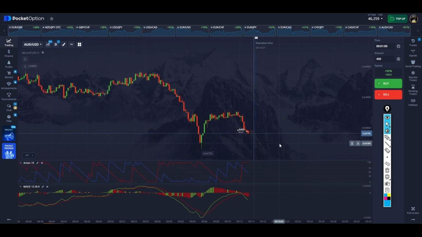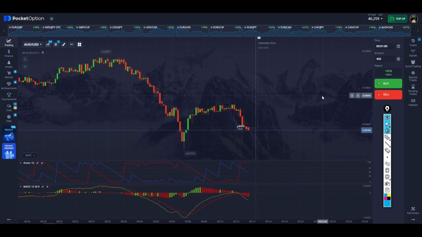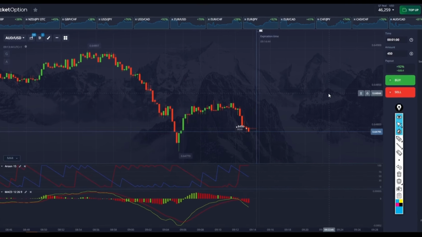The overall trend is bearish and I believe the price may go for a new low. Let's watch and see how this trade will close.